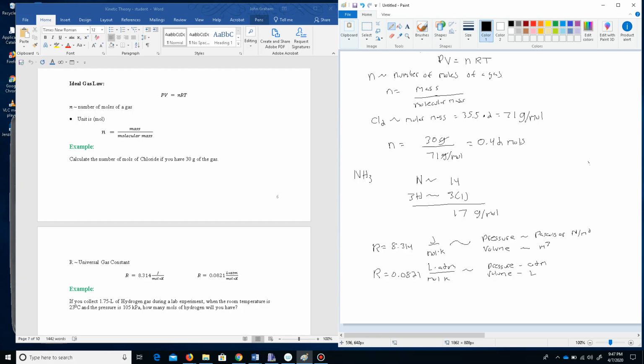Okay, so if we have a pressure in torr or millimeters of mercury, we have to convert it to one of these. If we have a pressure in one of these, we have to make sure the volume matches up. We can't use liters over here or meters cubed over here. The numbers just won't match up. And that decides which one of these we use.